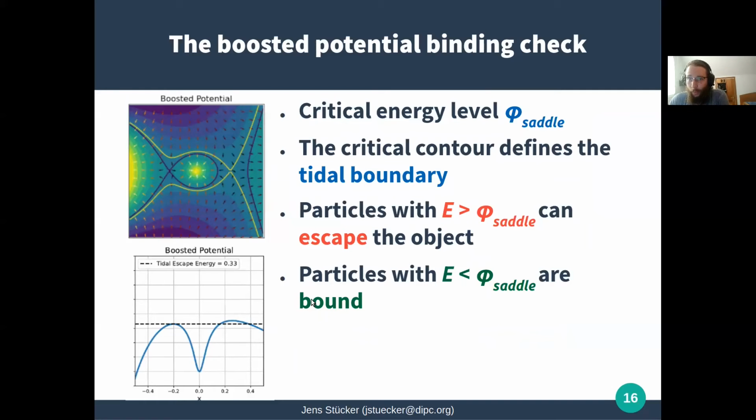Now, with this new notion of a potential landscape, I can also define a new binding check. And that one is very simple. I just take my potential landscape and measure this critical energy level and call that the tidal boundary. And I can also, for example, define the volume inside of it as the tidal volume. Now, all particles which have an energy higher than that energy level I would say are unbound particles, and particles which have an energy, which includes kinetic plus the potential energy, right, lower than that critical energy level, can be bound to my object.